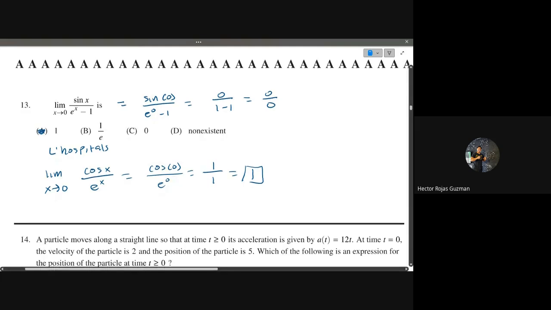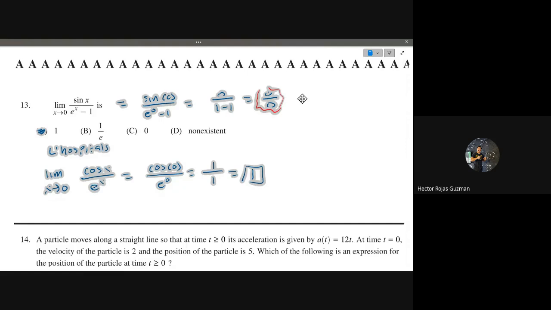You can only use L'Hopital's if you get 0 over 0, or if you get infinity over infinity. Those are the only two conditions where you can use L'Hopital's.